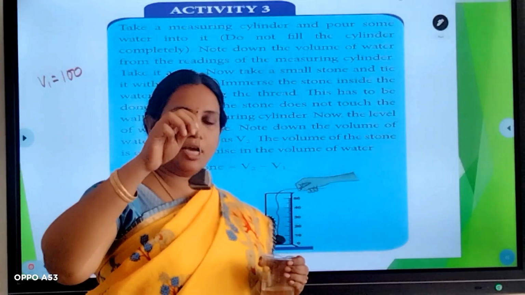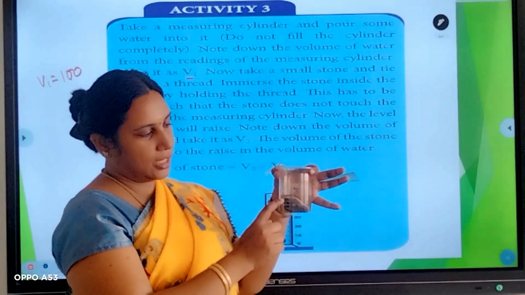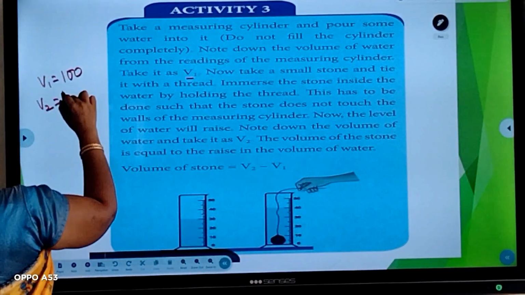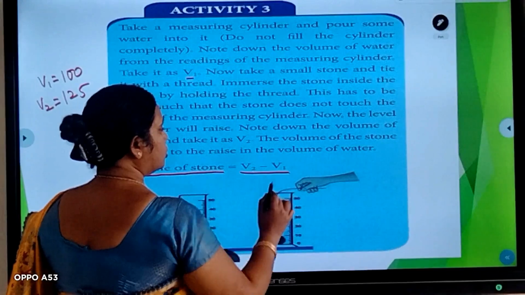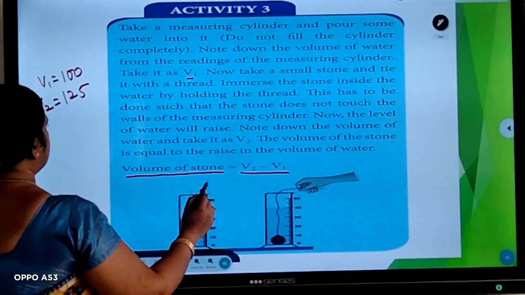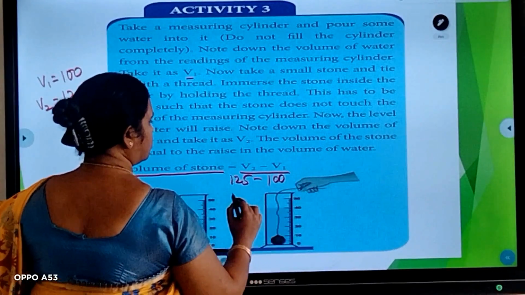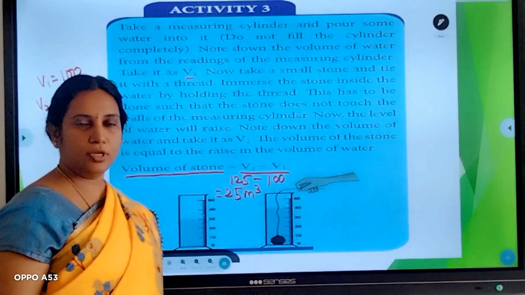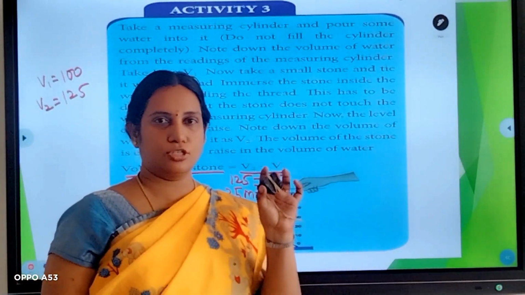So I'm tying the thread with this stone and I'm immersing it in the beaker. And you can find the level of the water increasing up to 125 ml. So the increased level will be V2 is equal to 125. So now what is the formula of the volume of stone children? V2 minus V1. We have already observed that V2 is 125 and V1 is 100. So by subtracting these two, we will get 25 meter cube because the unit of volume is meter cube. So like this, you have to find the volume of the irregular shaped object. Now today I took the example as stone.